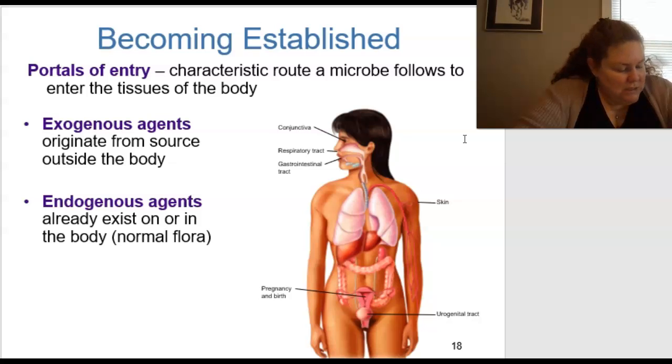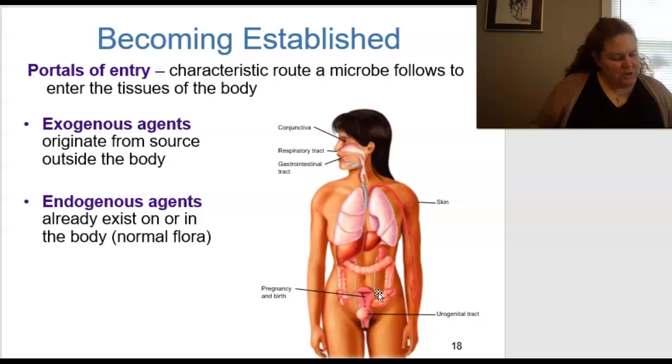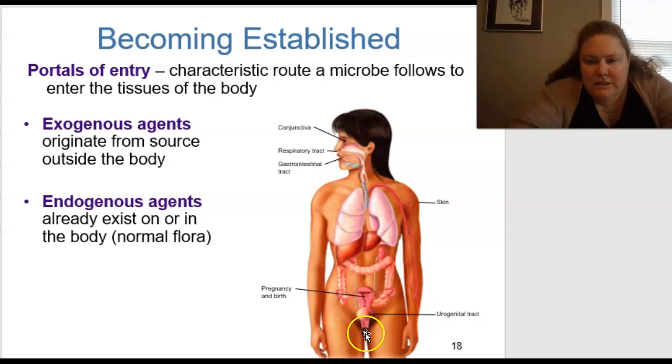This is figure 13.8, and this is showing you the different portals of entry. Infectious microbes first enter the body through characteristic routes, and most microbes have adapted to a specific means of entry. For instance, the uterus is an internal portal of entry as it may allow microbes to access the developing fetus. If it gets through the vagina and the cervix, then it can have direct entry into that growing baby.